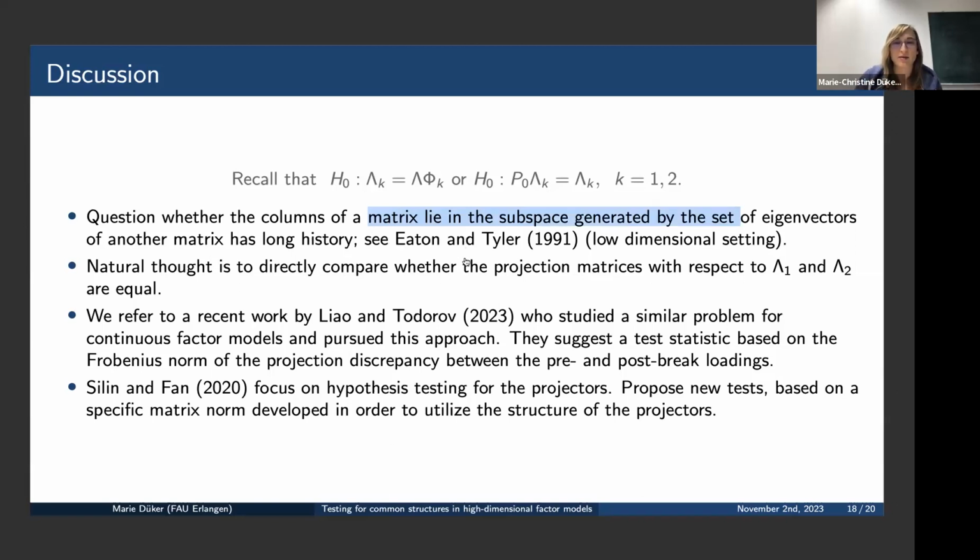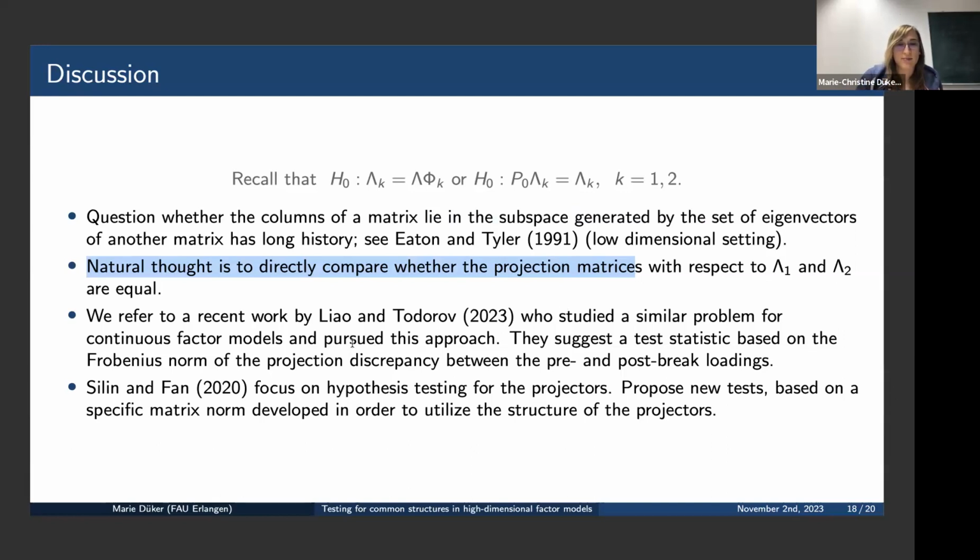Eaton and Tyler published this paper in the early 90s, but that was in a low dimensional setting, and they proposed a test statistic for that, and it works well. And yeah, it's a nice paper. But then people started asking, okay, what happens in the high dimensional setting? A natural thought is also to instead look at a comparison between both projection matrices. So one can also formulate that as basically comparing the projection matrix for one data set with the projection matrix of the other data set. And people were trying to push that to the high dimensional setting.